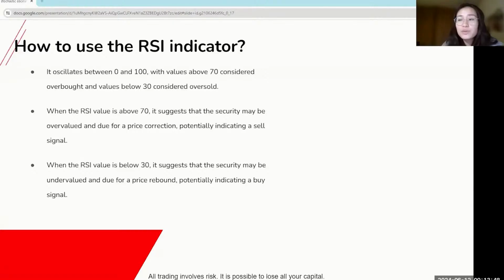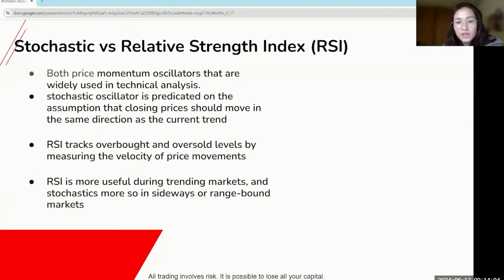People use RSI in combination with other technical analysis indicators or fundamental analysis as well. That's why we want to talk about both RSI and stochastic together. So let's compare the two. They are both price momentum oscillators that are widely used in technical analysis. While they're often used in tandem, they each have different underlying theories and methods.